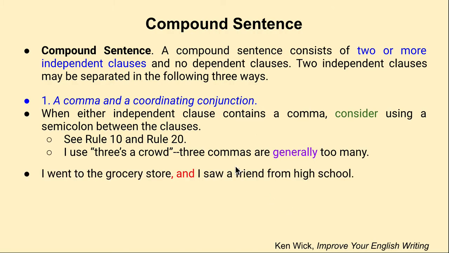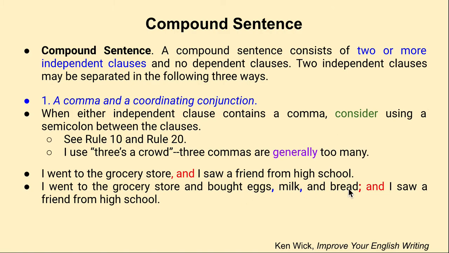So let's see some examples. Here you have, I went to the store to get groceries and I saw a friend from high school. These are independent clauses, so you can separate them or join them depending on your point of view. You use a comma and a coordinating conjunction. So comma, and. I went to the store to get groceries, comma, and I saw a friend from high school. That's the pattern. This is a compound sentence.